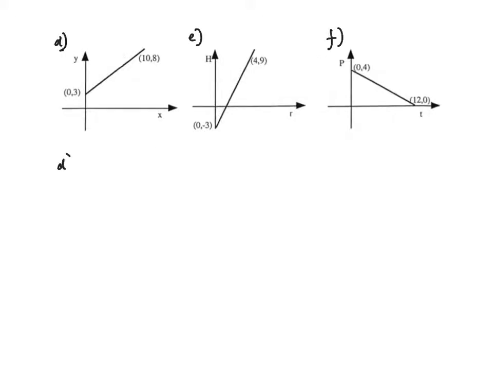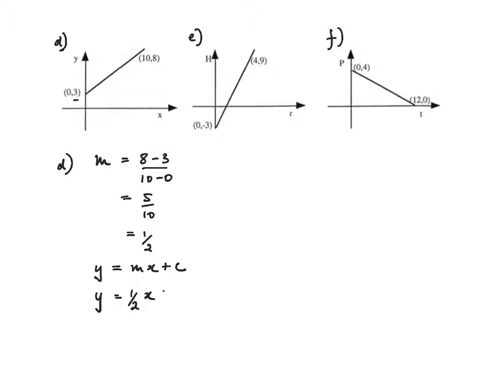Now in part D, we're going to have to work out the gradient. So y2 minus y1, 8 take away 3, x2 minus x1, 10 take away 0. That gives us 5 over 10, which is 1/2. And we know that the y-intercept is 3, so y equals 1/2 x plus 3.